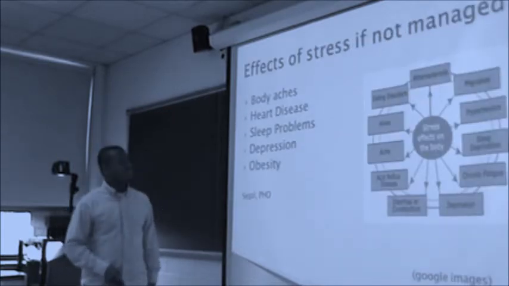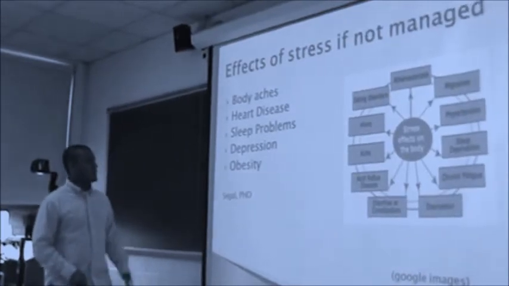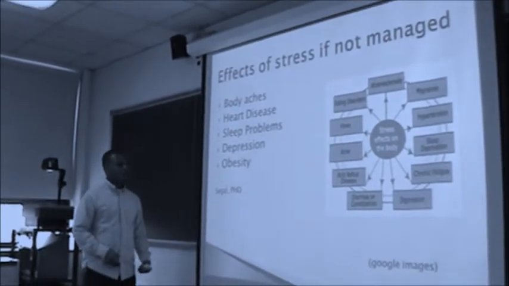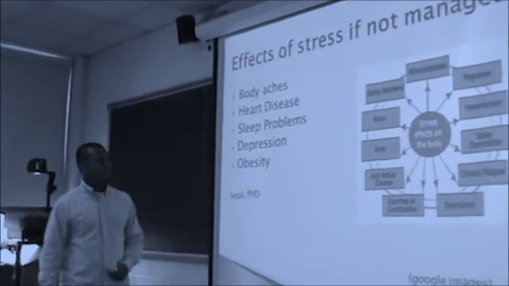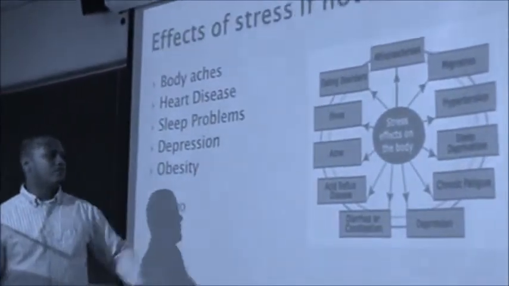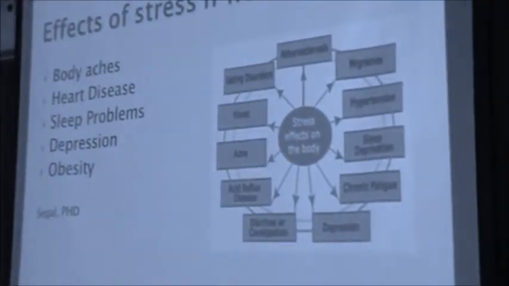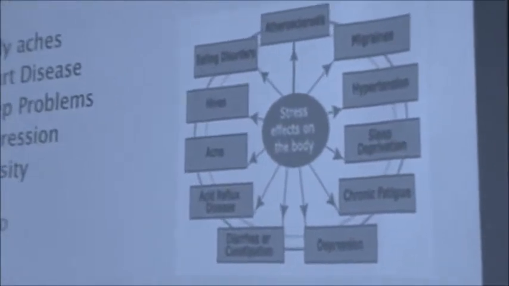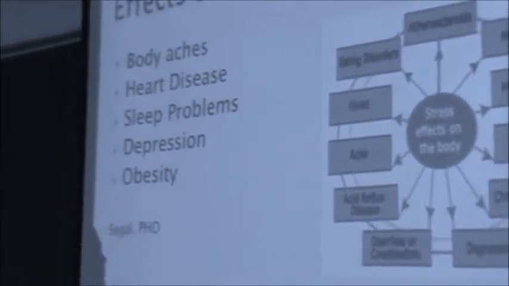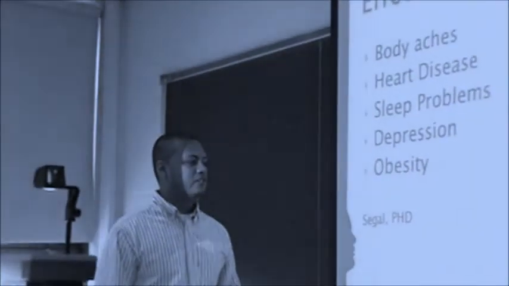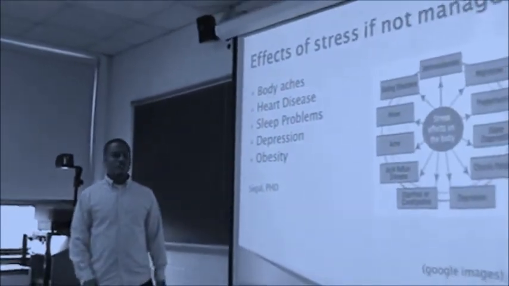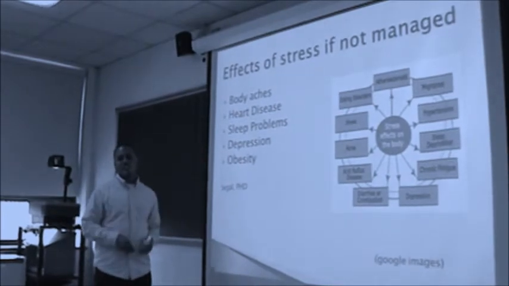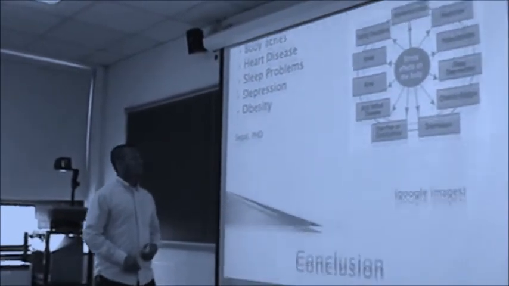These are effects of stress if they're not managed. You have body aches, heart disease, sleep problems, depression, and obesity. This is taken from a person who did their PhD on stress. This is pretty much a picture of stress effects on the body. Your body responds negatively towards bad stress when you get over the hump, where you get exhaustion, your body hurts, you're sleep deprived, you get depressed, you can become fat, get acne, hives, eating disorders. So pretty much everybody wants to stay on the good side of stress and not let yourself get overstressed.